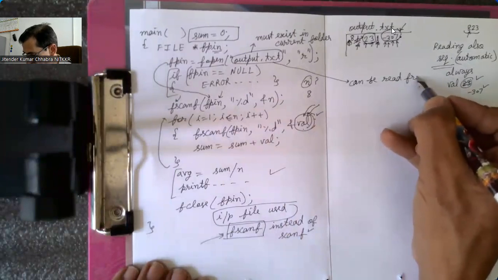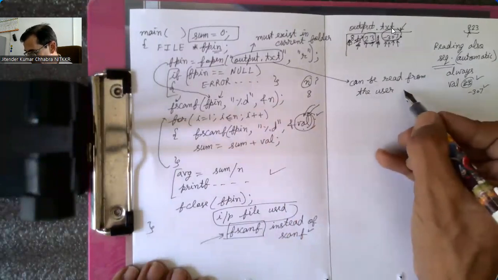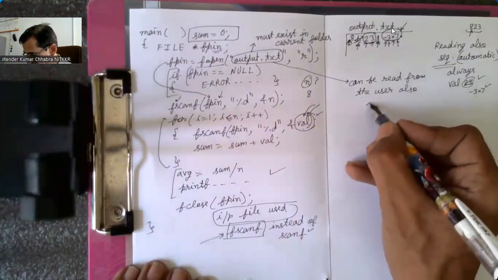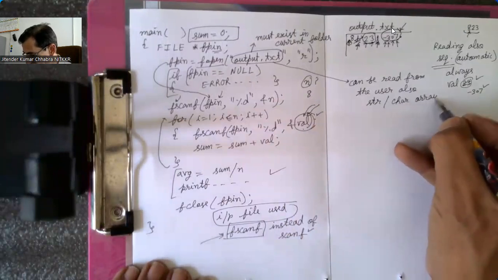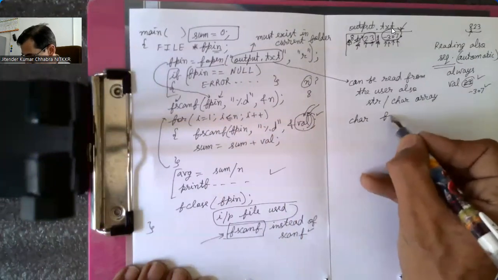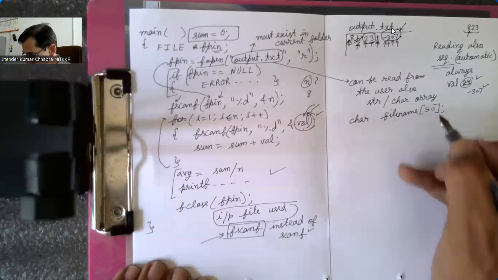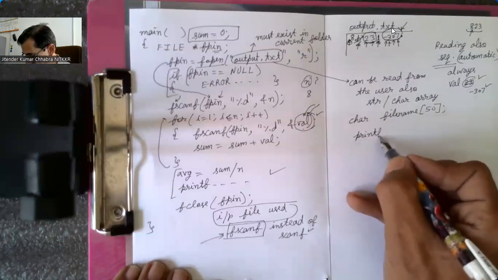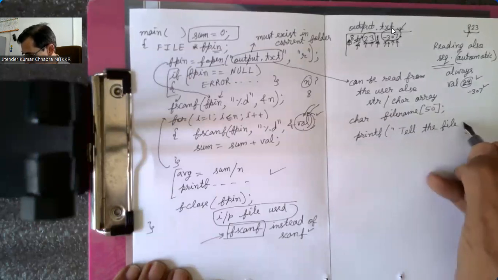If you want a file name not to be permanently fixed, for example, let the user tell what file name you want to read, it can be read from the user also. Ultimately, any name means it's a string or character array. So you can declare a character array variable, and use that. Let's say I will say char filename, let's say 50 or whatever length you want to give. Then you will say, fine, I will ask the user, tell the file name you want to read or write. So you can ask the user, tell the file name.